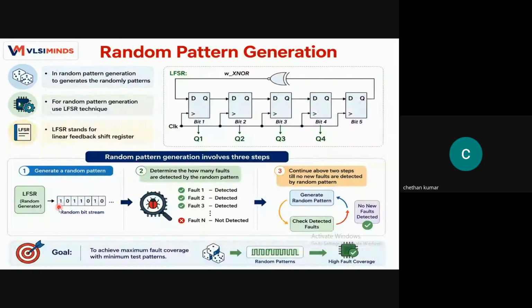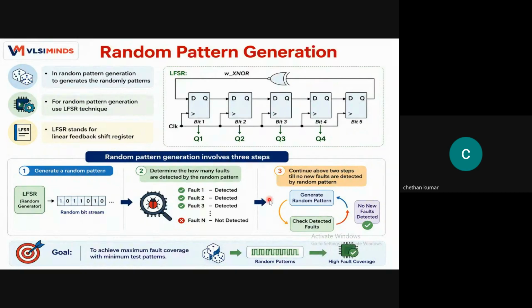It will generate one pattern, let us assume 0, 0, 0, 0. For that, some faults are detected. It will continue, and again go for some random pattern, let us assume 1, 1, 0, 0. It applies it and finds some other faults. Again, it will go with some other pattern, let us assume 1, 0, 1, 0. If no faults are detected for that, it will stop. Like that, it will keep repeating.